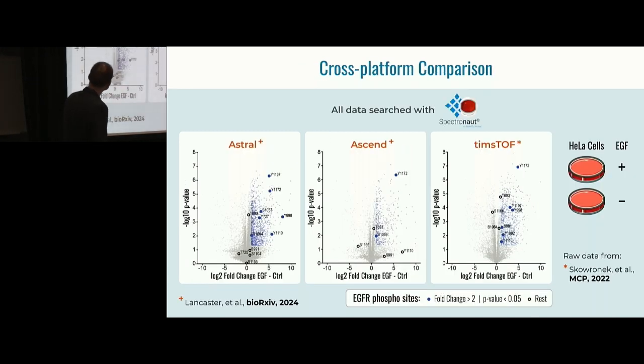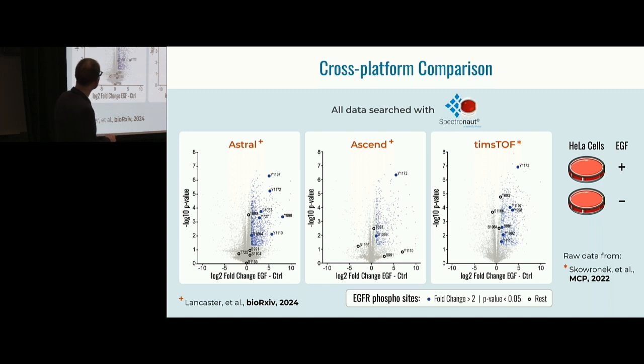And then this data shows us that we wanted to do a real experiment and to compare how well this worked across many platforms and with Spectronaut. So Matthias Mann's group published on timsTOF with the HeLa cells stimulated with EGF or not. Since we didn't have one of those systems, we replicated this as best we could. And then we replicated those conditions, and we ran that on the Astral with DIA and the Ascend with DIA. And then we searched all of the data using the library-free method of Spectronaut 19.